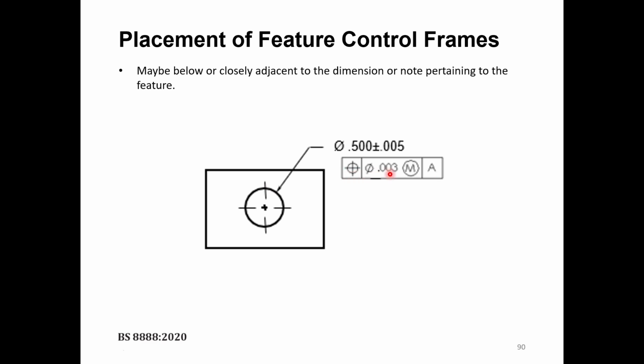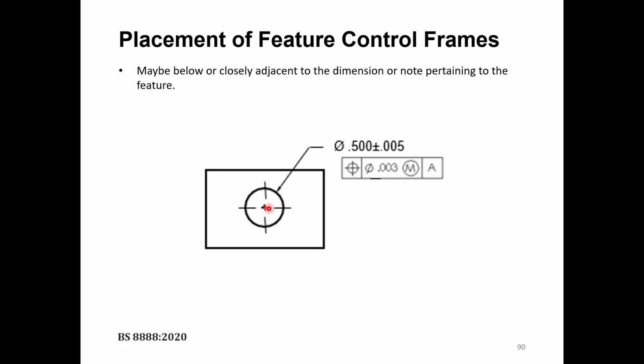But this feature control frame defines the location of the circle, it defines the location of the center line here. So it says the position of the center line, or the position of the circle identified by its center line, should be within 0.003 here at the maximum material condition with respect to datum A. When it says phi 0.003, you just imagine that this is the center, and then you would draw another circle with a diameter of 0.003, okay? And the location of this center should be within this circle. It does not go outside this circle.